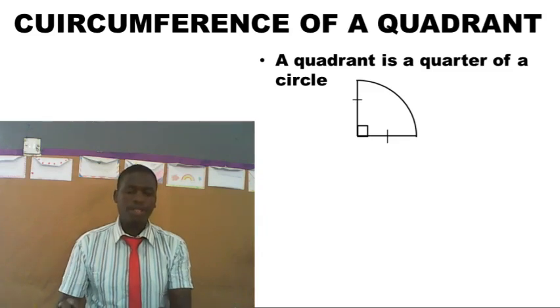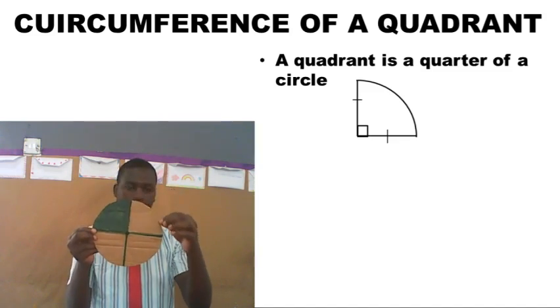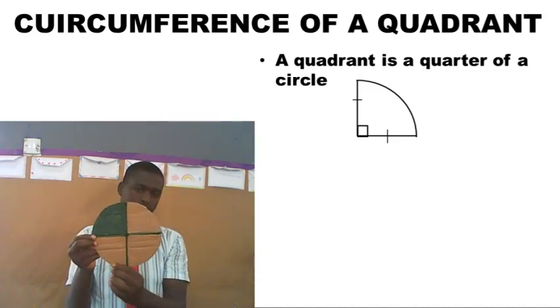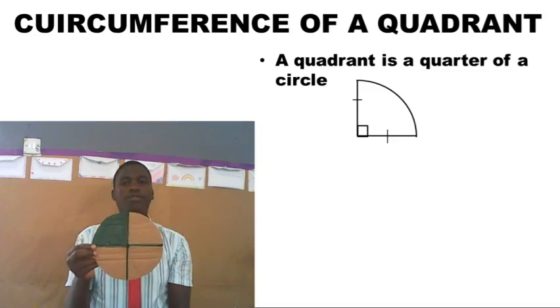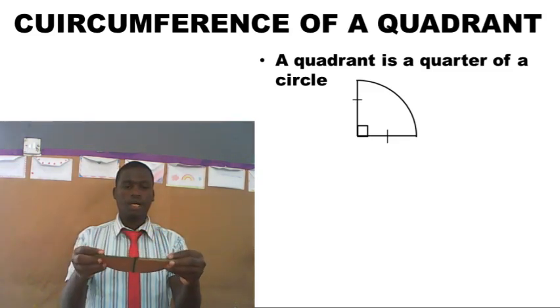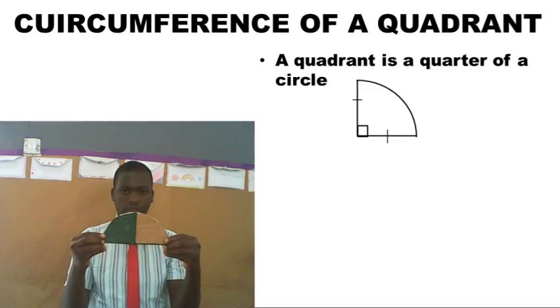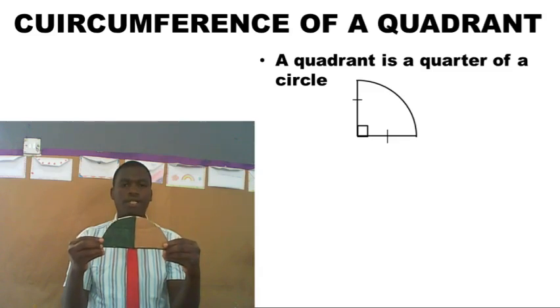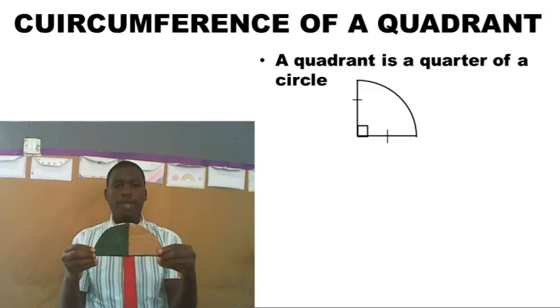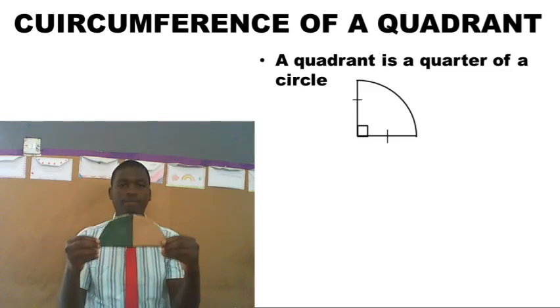I want to take a look at this circle here. This is our circle. This is a complete circle. Out of the complete circle, when I divide it into two, like this, what do you see? A semicircle. This is what you looked at last time. So it was a half of a circle where the circumference is equal to half times pi times the diameter.